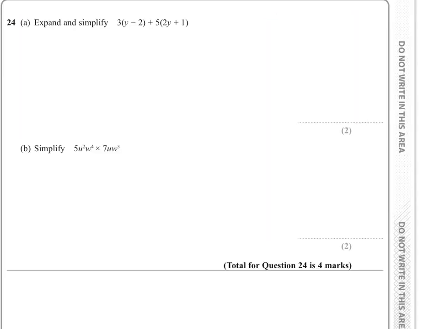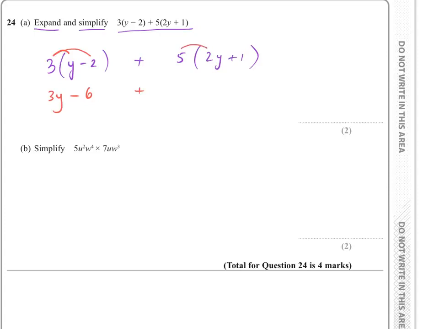Question 24. Part A says expand and simplify this expression here. So we have 3 lots of y minus 2, and we have 5 lots of 2y plus 1. So first of all, we have 3 lots of y, which is 3y, and then 3 lots of minus 2, which is negative 6. And we have 5 lots of 2y, which is 10y, and 5 lots of positive 1, which is 5. So that's the expanding part done.